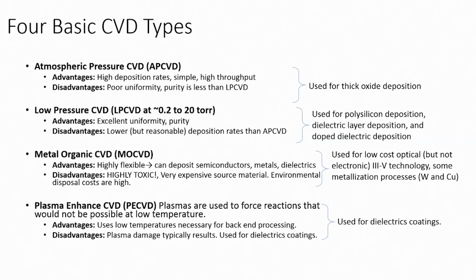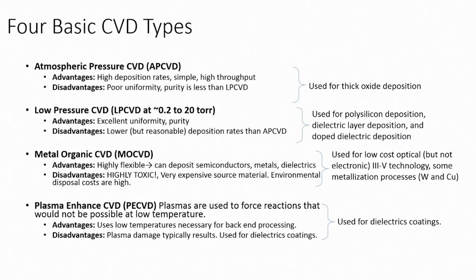Now, when you talk about LPCVD, it can be used at 0.2 to 20 torr. The advantage is excellent uniformity and purity. The disadvantage is a lower but reasonable deposition rate than APCVD, right. It is used for polysilicon deposition, dielectric layer deposition and doped dielectric deposition.